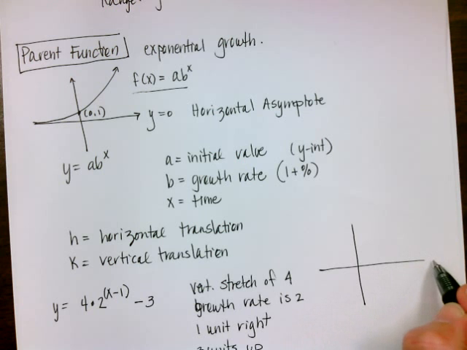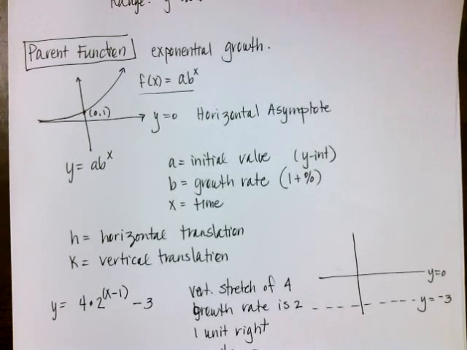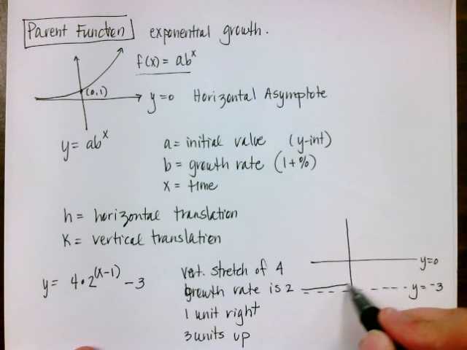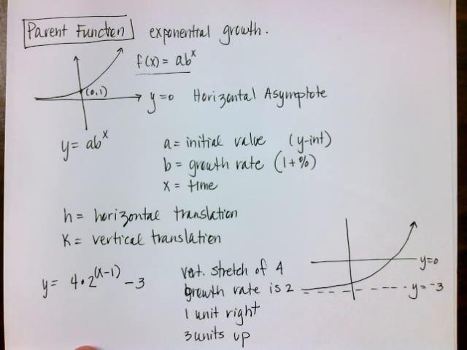So instead of my horizontal asymptote being here at y = 0, now it's going to be down here at y = −3, because everything moves the same amount. My intercept would move and my asymptote would move down 3 as well. So the graph, if I did this on my grapher, would look something like that. I will show you how to enter it in your grapher in a little while.